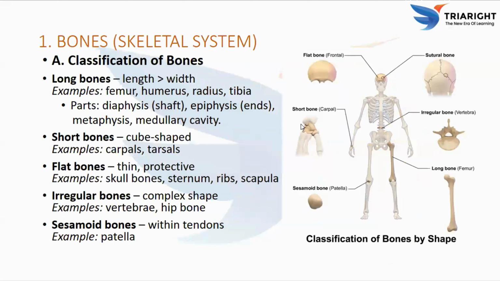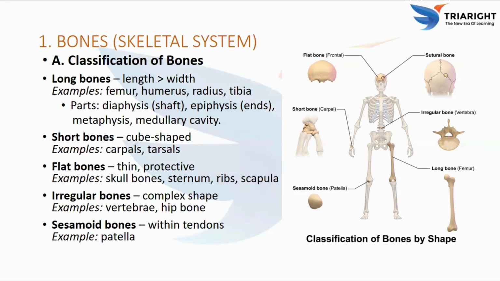Now let's discuss the bones. How are bones classified, and into how many types? Our bones come in different shapes because each one has a different job. There are 5 main types of bones. What are they? Long bones, short bones, flat bones, irregular bones and sesamoid bones.